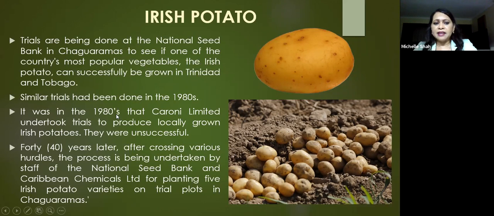It was in the 1980s that Kearney Limited undertook trials to produce locally grown Irish potato, but they were unsuccessful. 40 years later, though, after crossing various hurdles, the process is again being undertaken by staff of the National Seed Bank and Caribbean Chemicals Limited for planting 5 Irish potato varieties on trial plots in Chaguanas. So this is the Irish potato, as you see, and the trials are presently ongoing.